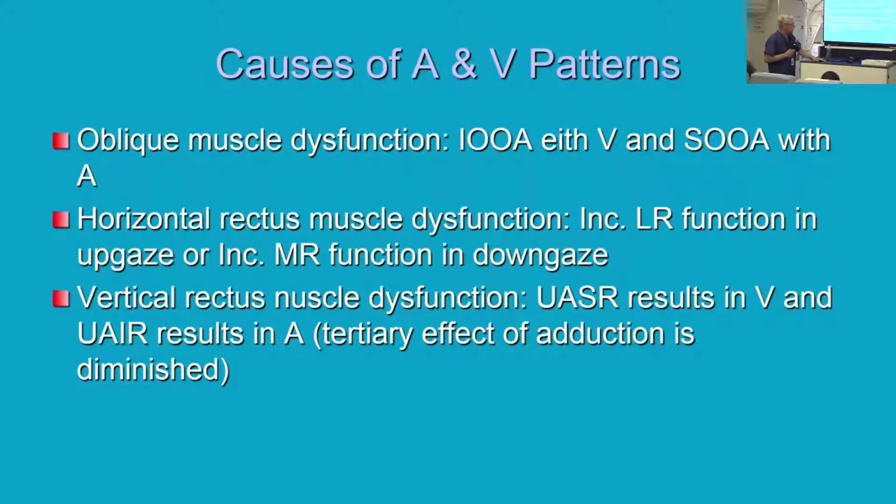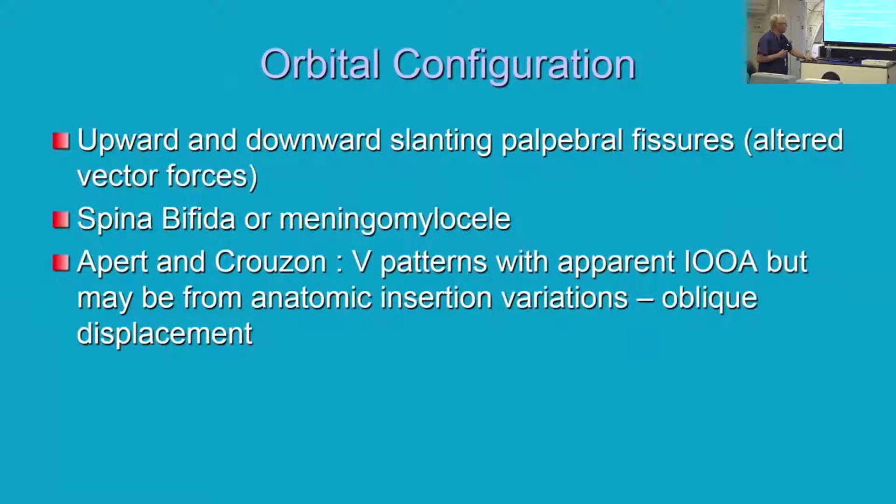Underaction of the superior rectus results in a V pattern, and underaction of the inferior rectus in an A pattern, because the tertiary effects of these muscles are also diminished, the effect of adduction is reduced, so the eyes will then turn in if it's an A pattern. But by and large, it's usually related to oblique overaction, but not always.